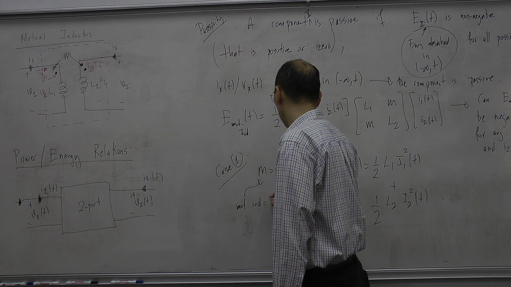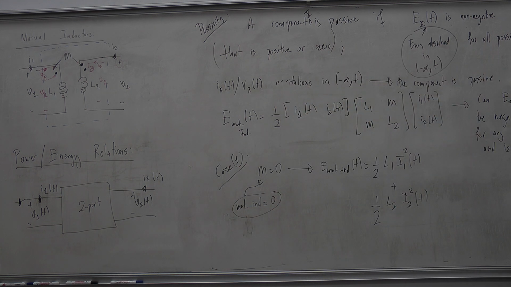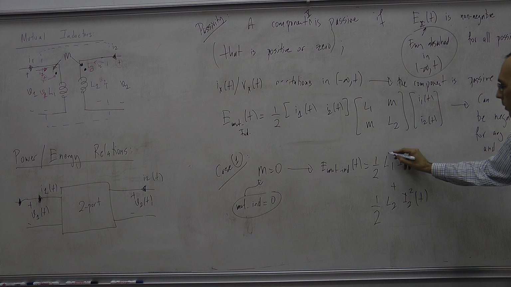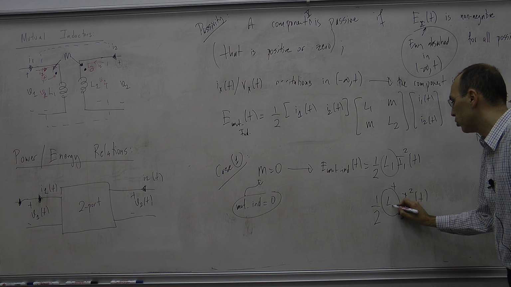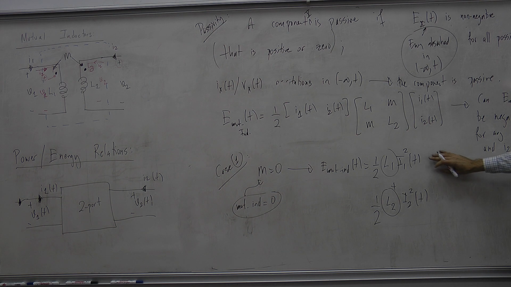Mutual inductance is equal to 0. Okay, can this be negative valued? Well, if L1 and L2 are positive valued, which is the case in practice, unless it's a very strange problem setup, they should always be positive valued. So this can never be negative valued. The only condition is that L1 is a positive value and L2 is a positive value, so this can never be negative. Okay, so this is what we expect.